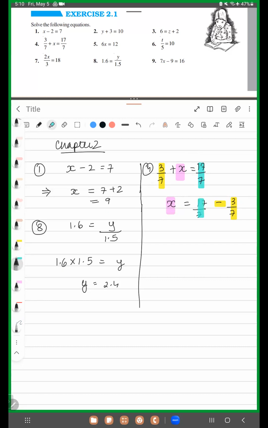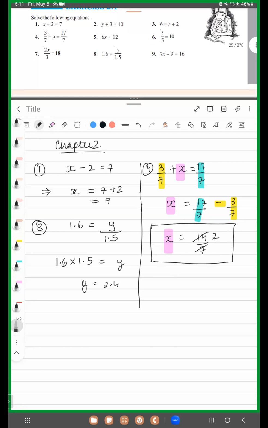ठीक है. अब बताइए 17/7 हो गया minus 3/7 हो गया, क्या हो जाएगा? So x is equal to 14/7. Very good. 14/7. ठीक है. What is 14/7? It will be 2/1. And what is 2/1? 2. Exactly. ठीक है. And so I believe you can do all of the other ones as well.